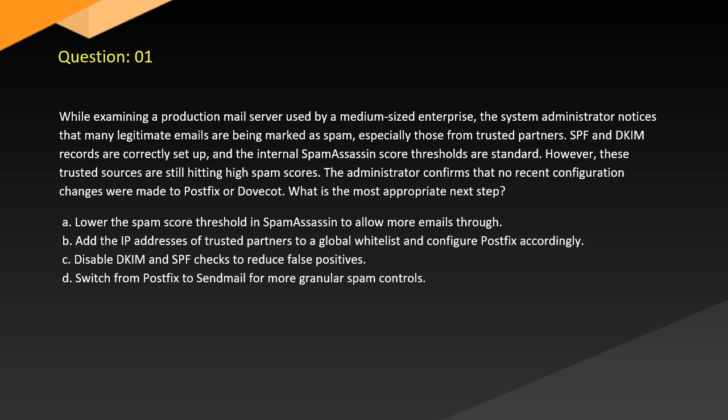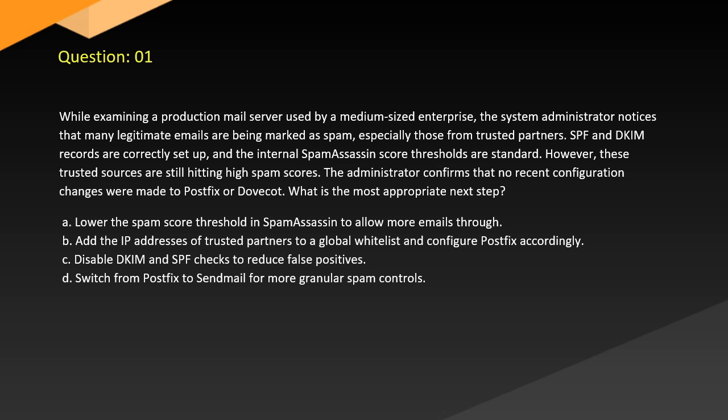Question 1. While examining a production mail server used by a medium-sized enterprise, the system administrator notices that many legitimate emails are being marked as spam, especially those from trusted partners. SPF and DKIM records are correctly set up, and the internal SpamAssassin score thresholds are standard. However, these trusted sources are still hitting high spam scores. The administrator confirms that no recent configuration changes were made to Postfix or Dovecot. What is the most appropriate next step?